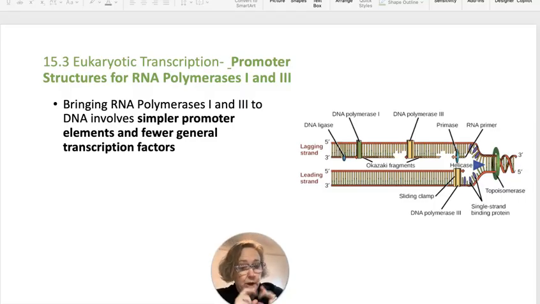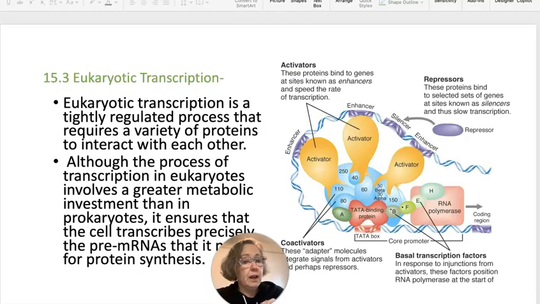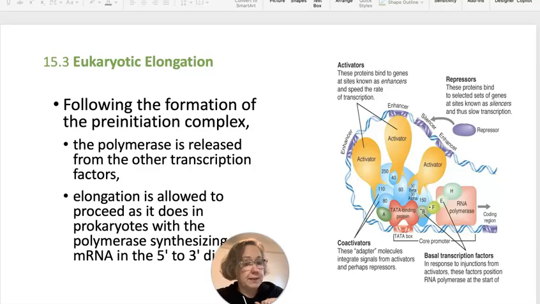Bringing RNA polymerase 1 and 3 to DNA involves simpler promoter elements, but that's not going to happen until later. I've not forgotten about polymerase 1 and 3, but just know you see them in another context, right? Right now, we're not doing that. We're just doing transcription. So we don't need the polymerase 1 and 3 quite yet. Again, it's a tightly regulated process.